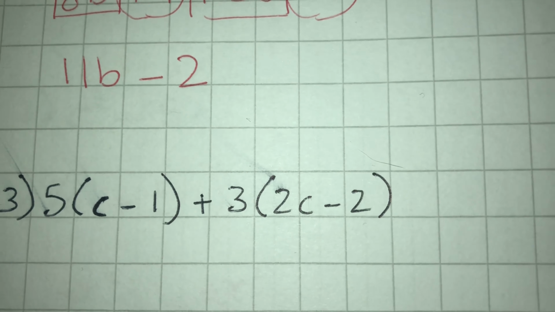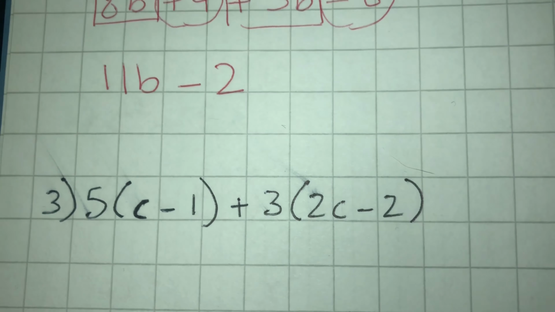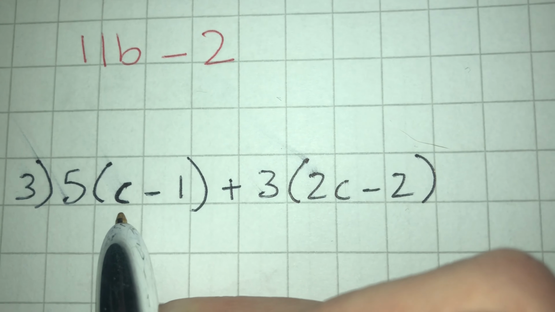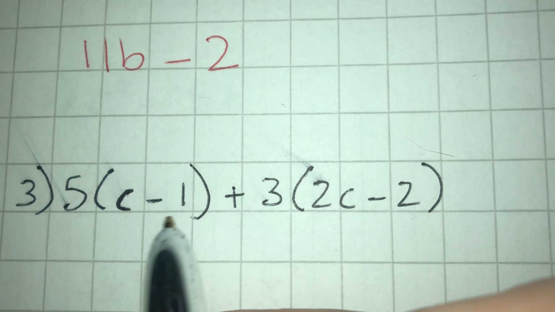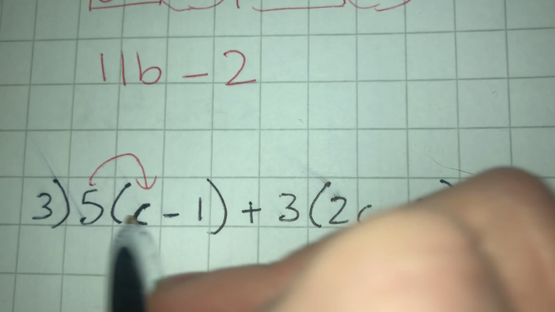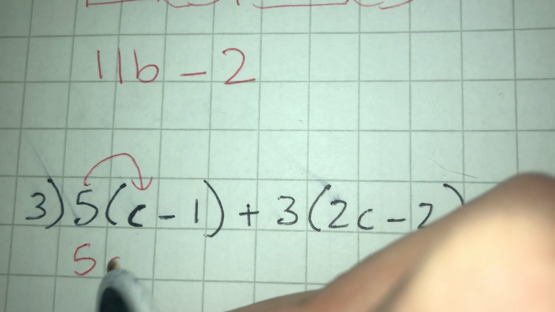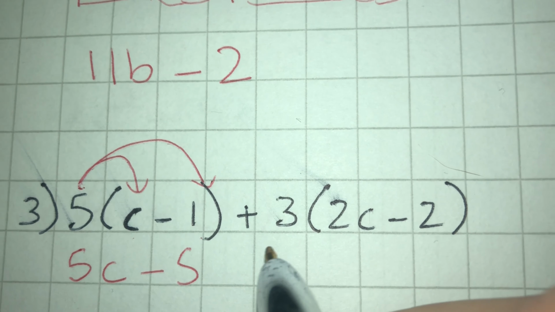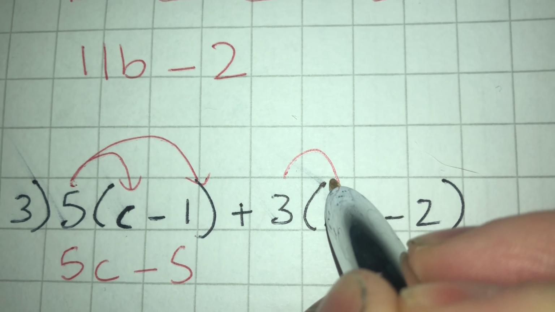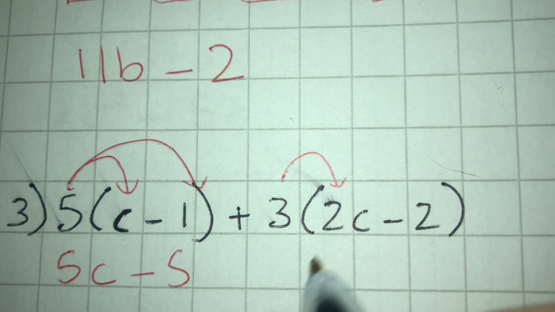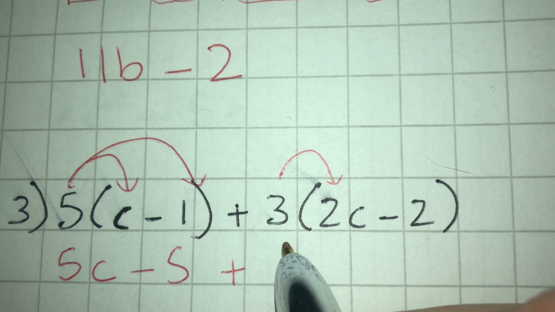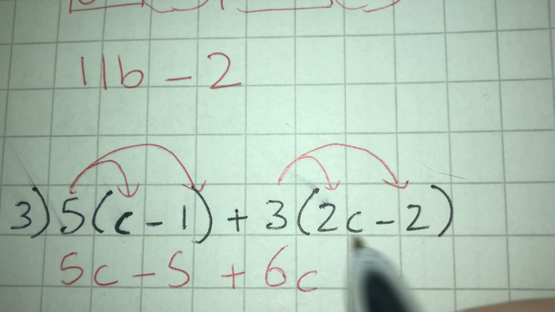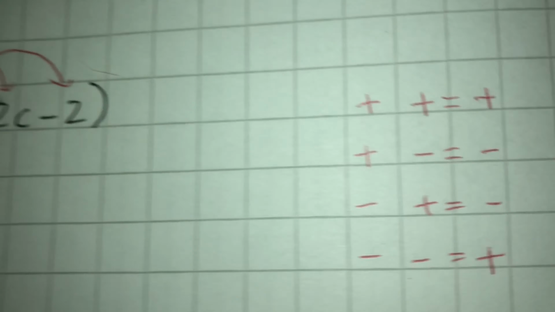Moving on to our third example. Again, just like anything in algebra, a bit of practice is how we become better at it. If we look at the first bracket, I've got c and a minus 1. I'm going to multiply both those by 5. So 5 times c is 5c. 5 times minus 1 is minus 5. Moving on, I'm multiplying terms inside this bracket by 3. So 3 times 2c, both terms are positive, so it stays positive. So we get plus 6c, and then plus 3 times minus 2, positive times a negative, again is negative.